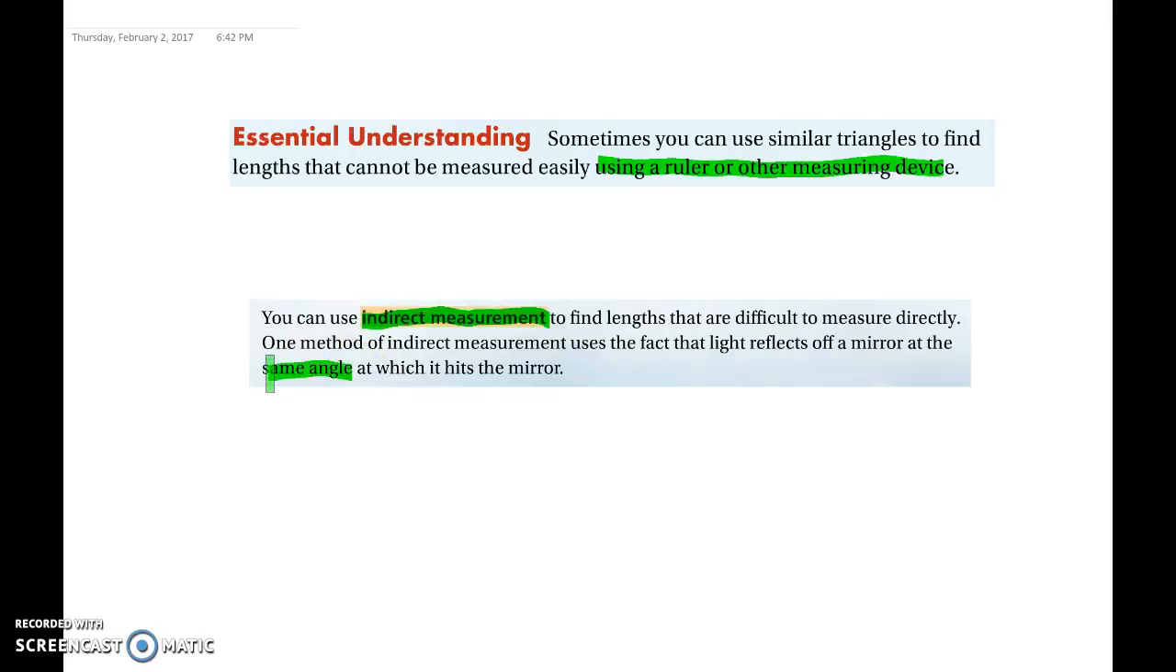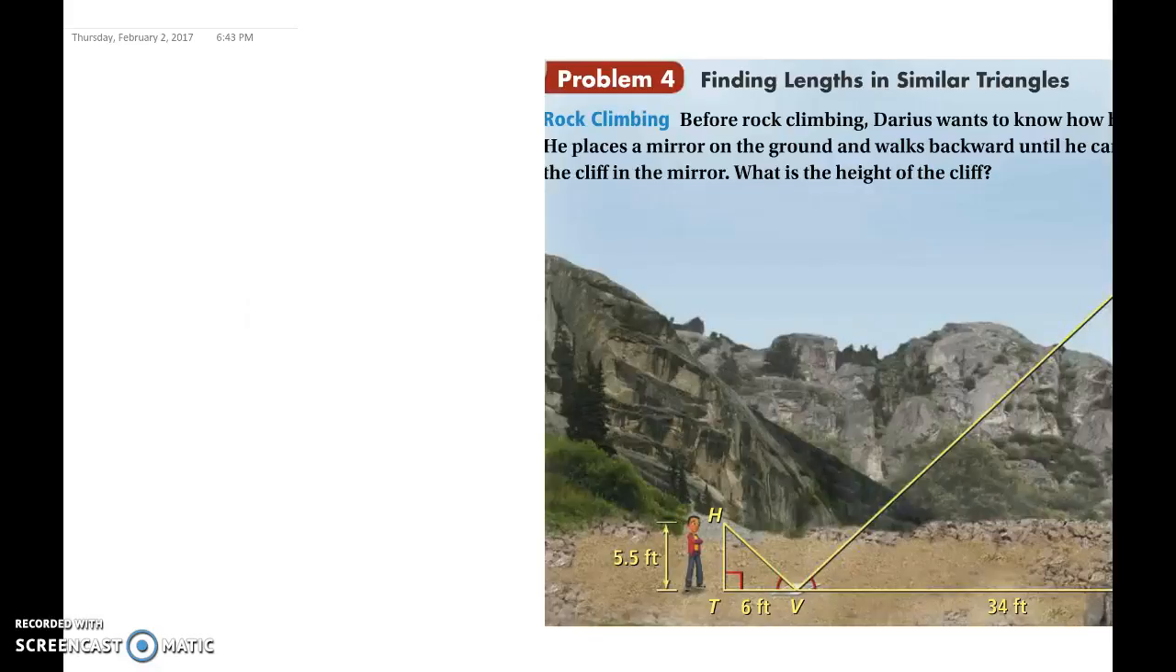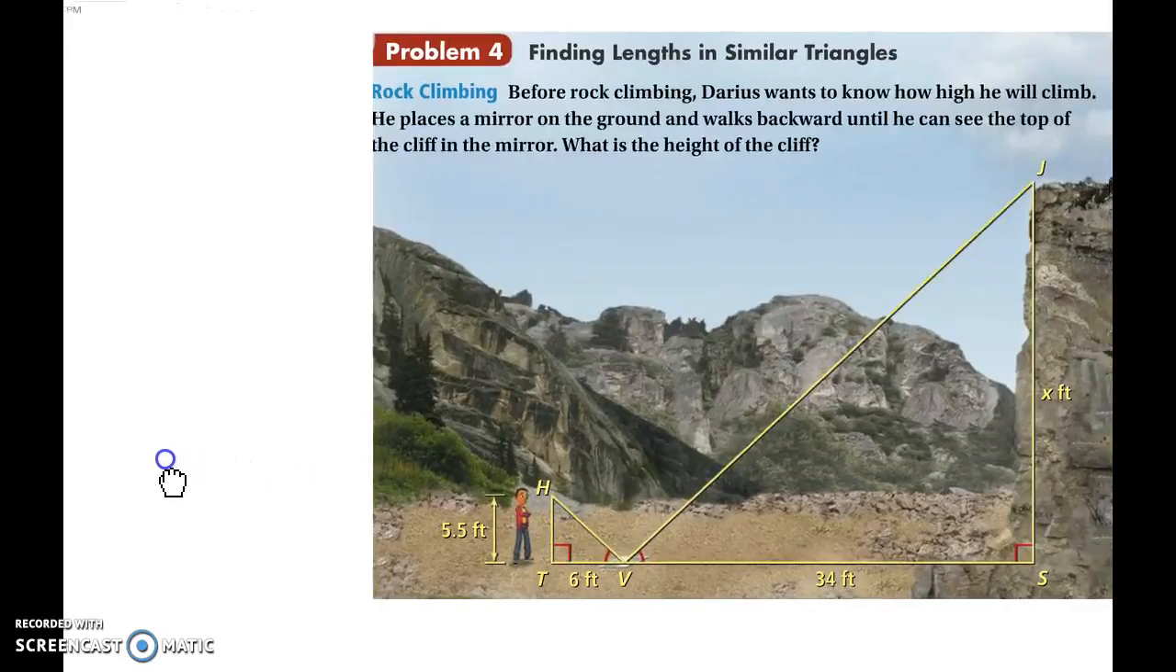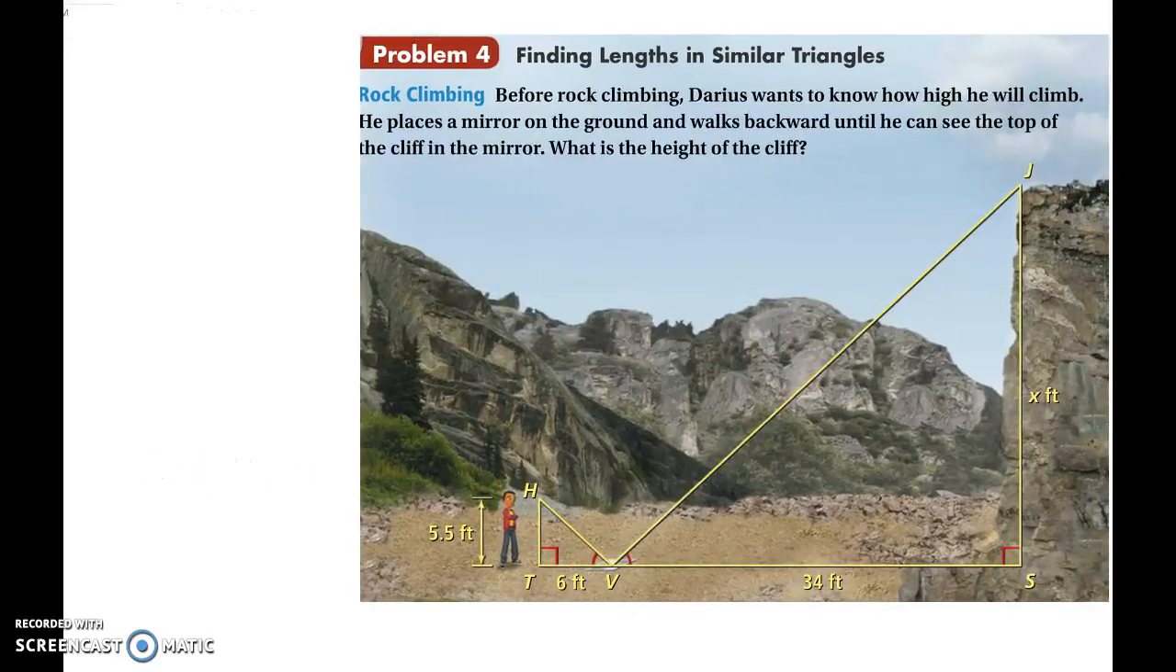So if we have a mirror here on our floor, and the light reflects off that mirror and reflects back, these two angles are the same. So it reflects at the same angle at which it hits the mirror. That's how we can use indirect measurements. Let me move this over so it's on the picture.